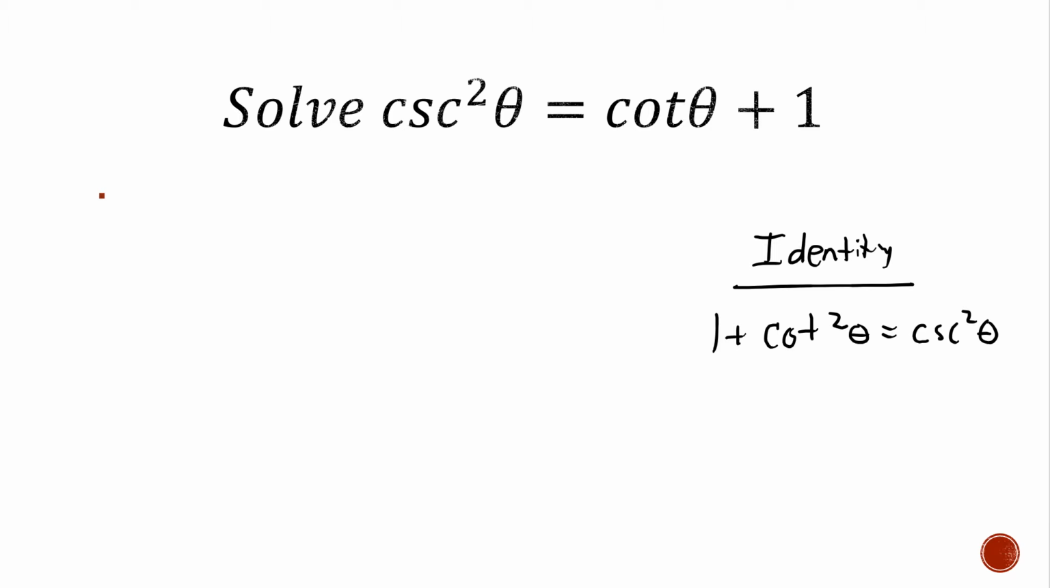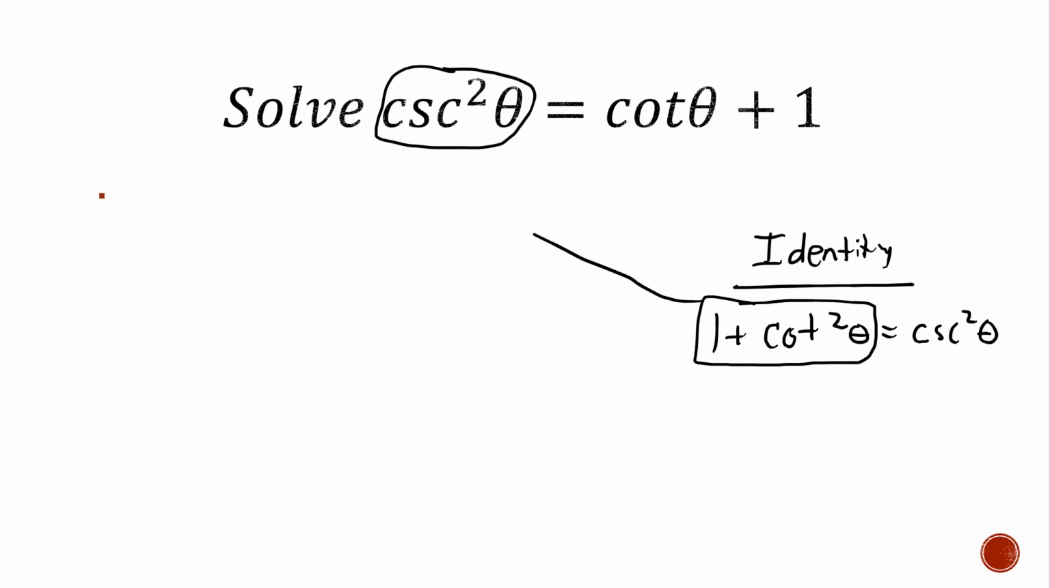So what I'm going to do is take this right here and substitute in this. So that is going in for cosecant squared. All right, so my problem now becomes, I'm going to do that substitution, and then I'm going to work at solving this.